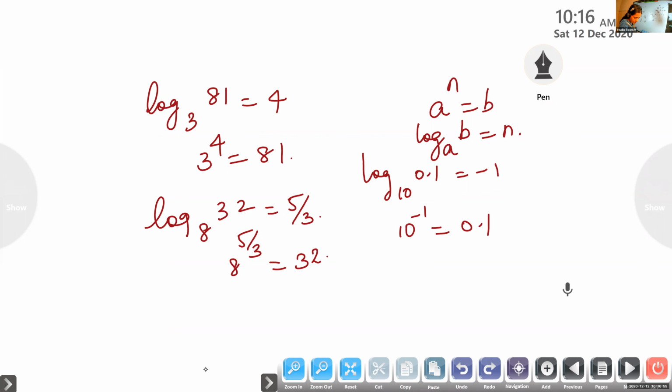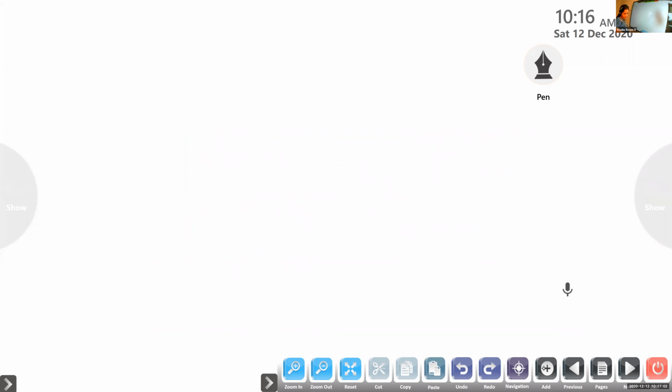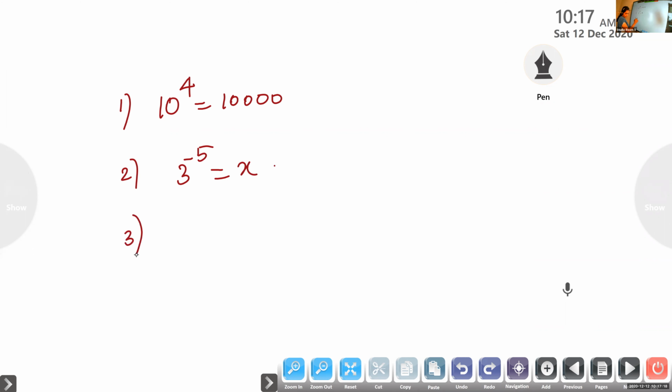Okay. So the conversion, is it okay, children? Few more questions we can try. Write down. Write in logarithmic form. 10 raised to 4 is 10,000. 3 raised to minus 5 is equal to x. 0.3 raised to 3 is 0.027.